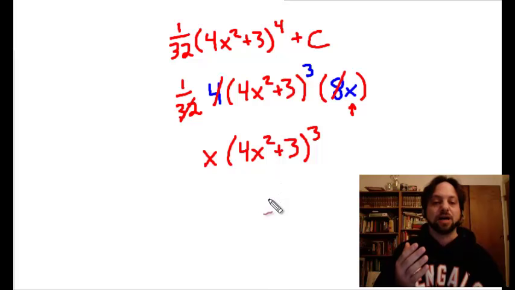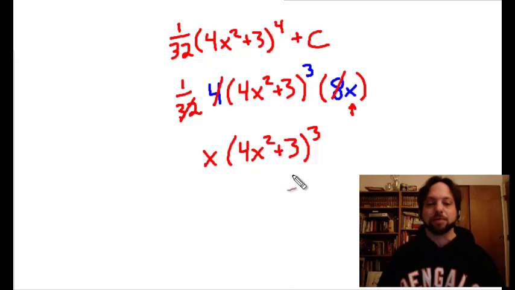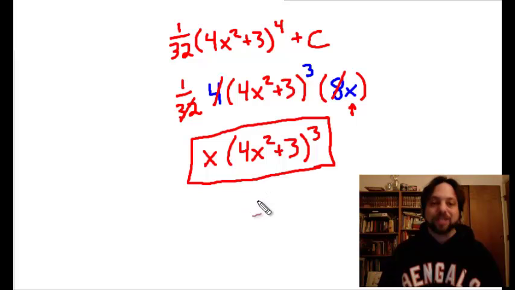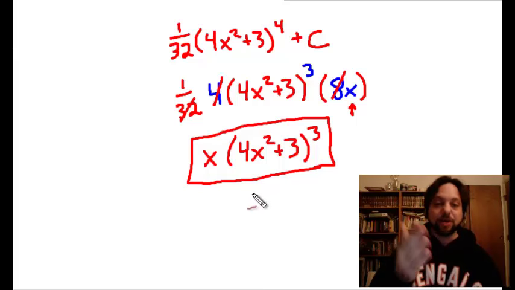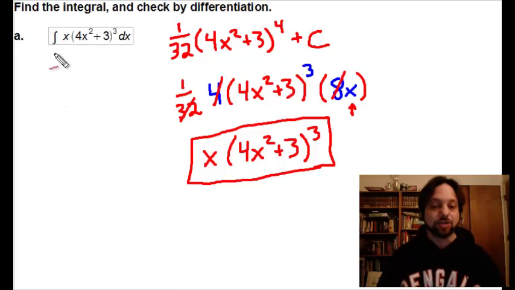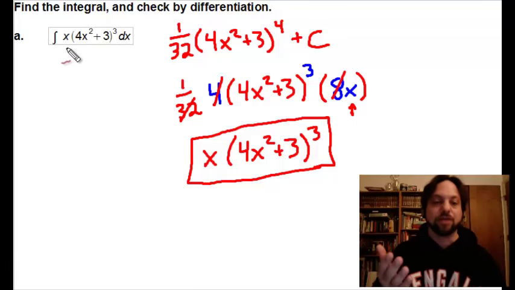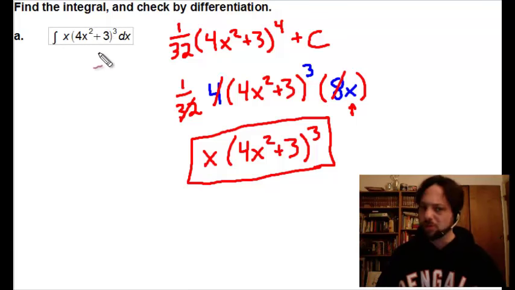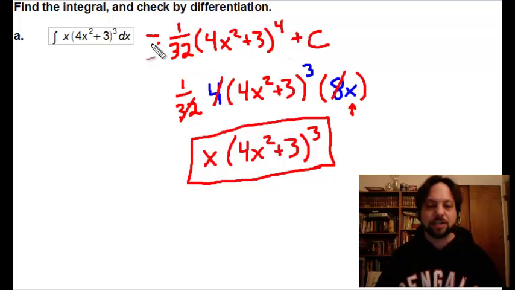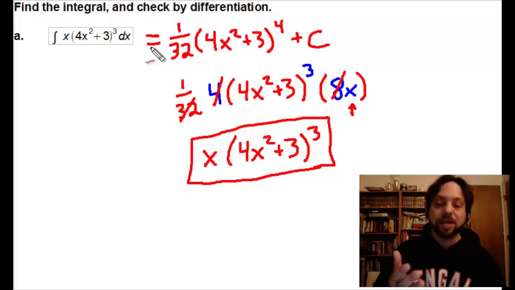Let's say that we had an integration problem based around this right here. Now that we know that this is the derivative, we know what the integral is going to be, but how do we get there? Well, to answer that, let's go ahead and take a look at example A. As you see, it actually is the integral of x times the quantity 4x squared plus 3 cubed. Well, that's exactly the result we got when we differentiated this, so we know what our answer is going to be. In fact, it's going to be that right there. But how do we get there?